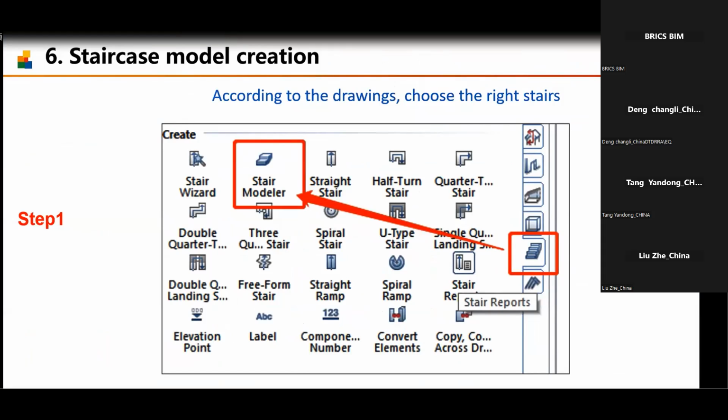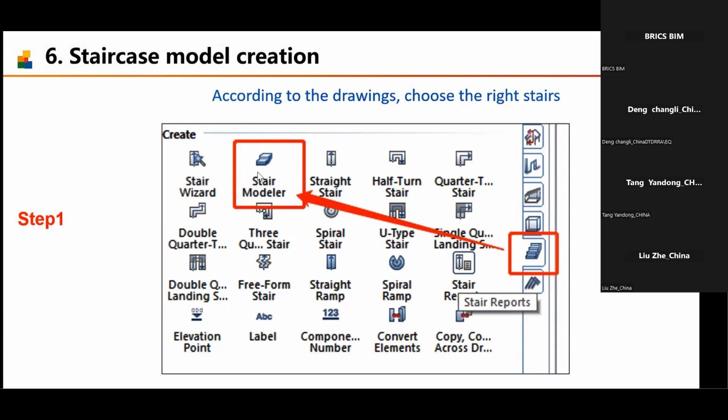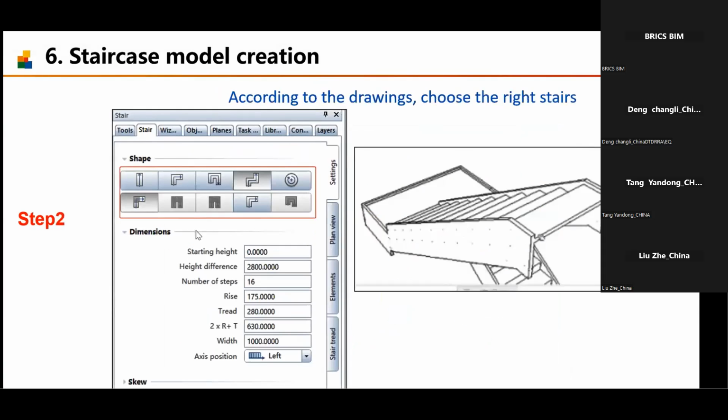6. Staircase model creation. Step 1, according to the drawings, choose the right stairs. You should create the staircase from the stair model. The second step, according to the drawings, choose the right stairs. You should choose the shape of the staircase and the direction of the case.